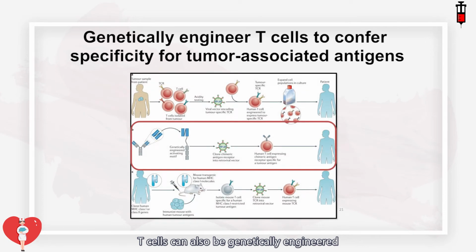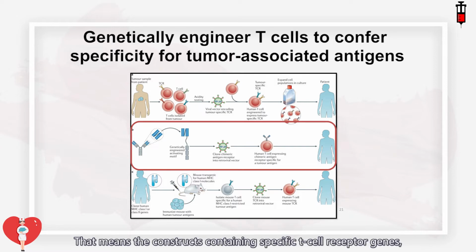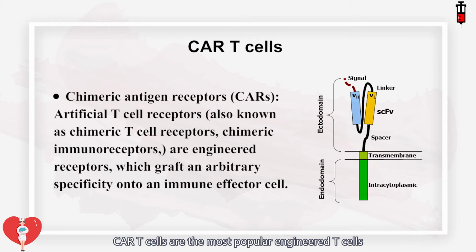T cells can also be genetically engineered to recognize tumor-associated antigens in various ways. That means the constructs containing specific T cell receptor genes, chimeric antigen receptor genes, or mouse T cell receptor genes could be transfected into T cells. And then, these genetically engineered T cells are transferred into patients. CAR T cells are the most popular engineered T cells.